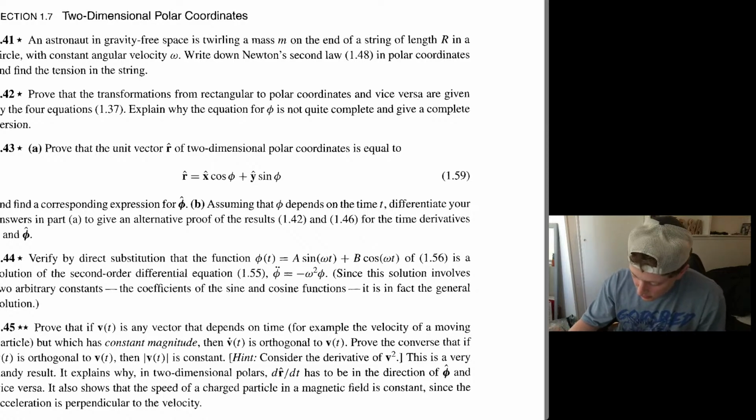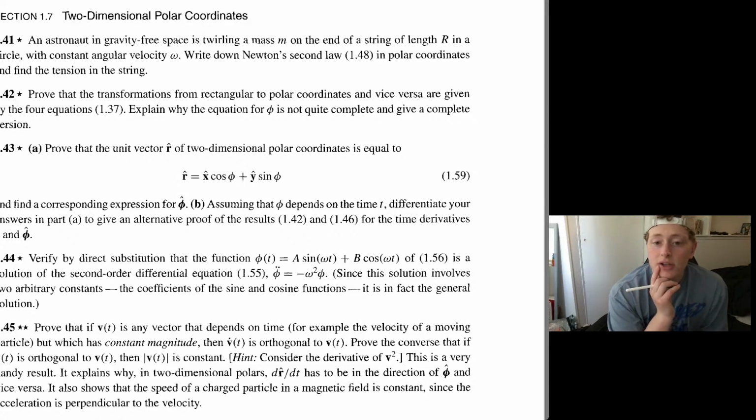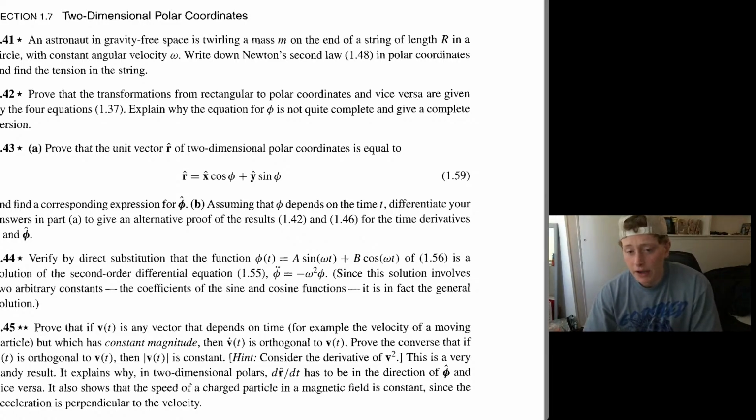Section 1.7. Two-dimensional polar coordinates. I think this will really test if I know what I'm talking about. Guess what? I'm not gonna know. An astronaut in gravity-free space is twirling a mass m on the end of a string of length r in a circle with constant angular velocity omega. Write down Newton's second law in polar coordinates and find the tension in the string.